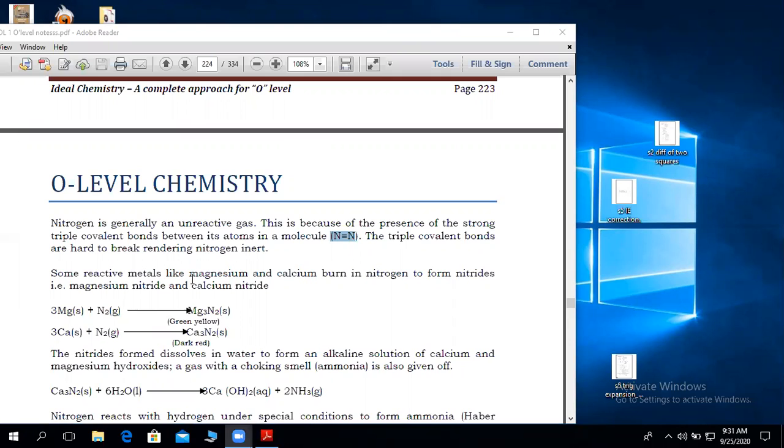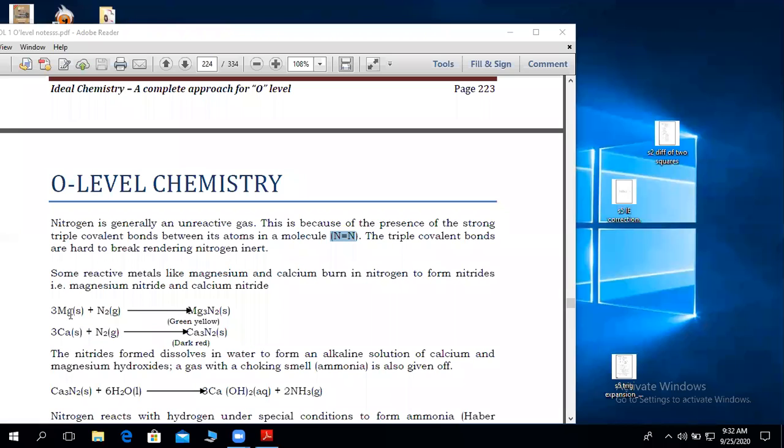Some reactive metals like magnesium and calcium burn in nitrogen. Now, I want you to remember that there are two metals that burn in both nitrogen and oxygen. One of them is magnesium, the other one is calcium. So calcium and magnesium burn or react with both oxygen and nitrogen. So we are saying nitrogen is generally inert, but it reacts with burning magnesium or burning calcium.